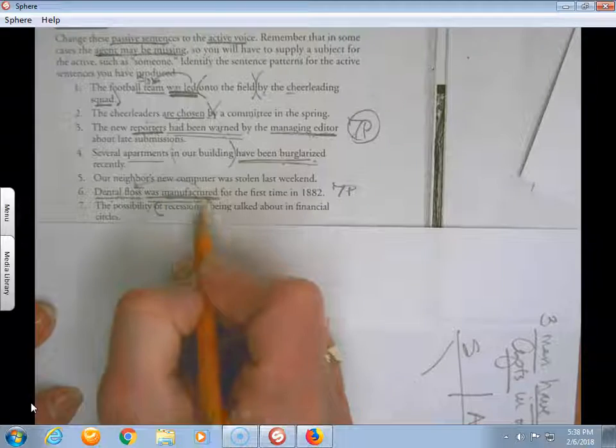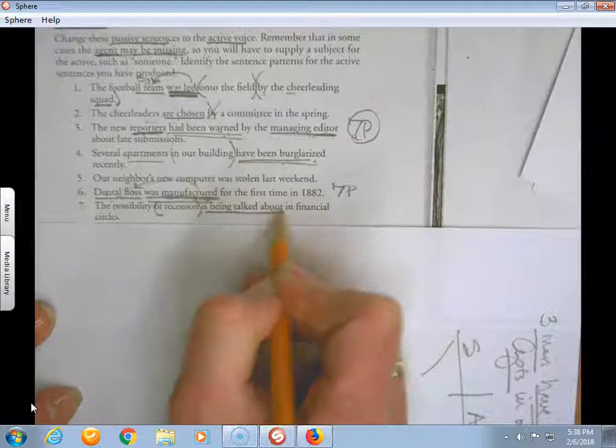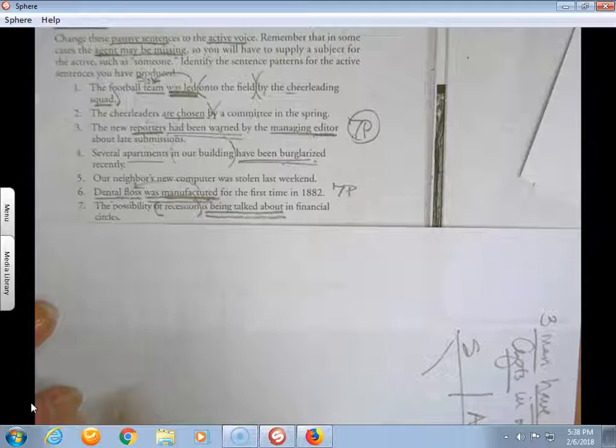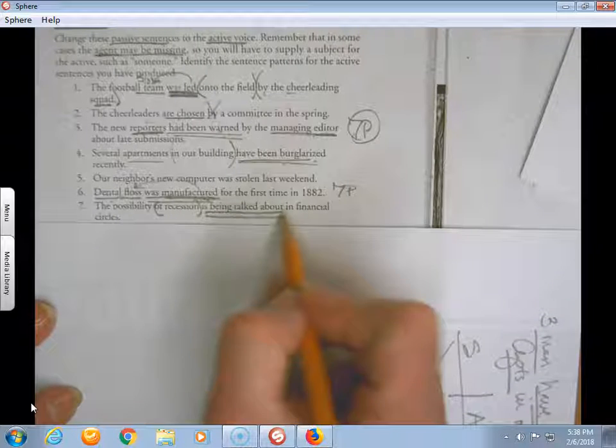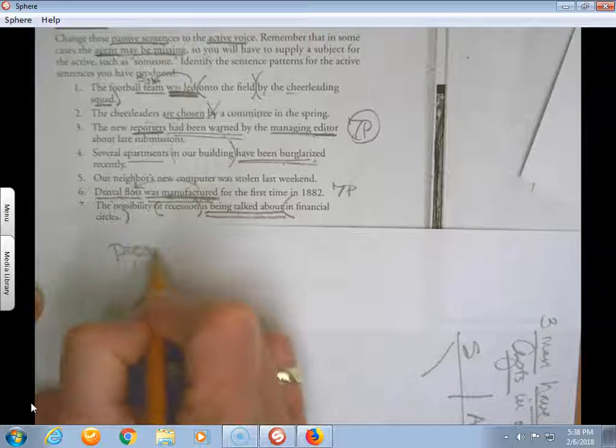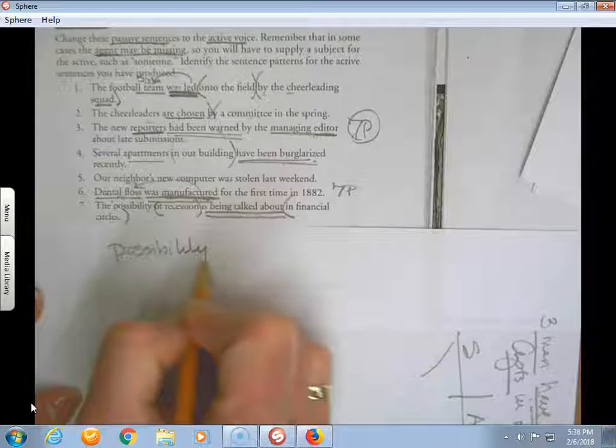Number 7, the possibility of recession is being talked about, and talked about is part of the verb here, because to talk and to talk about something are two different things. Talk about means to discuss. The possibility is being talked about in financial circles. That would be possibility of recession.